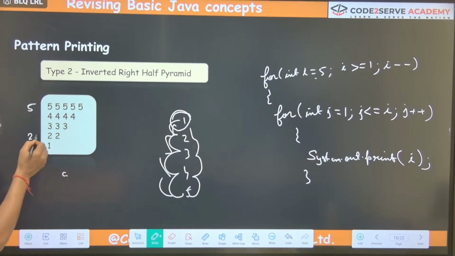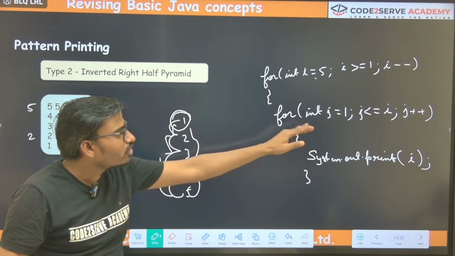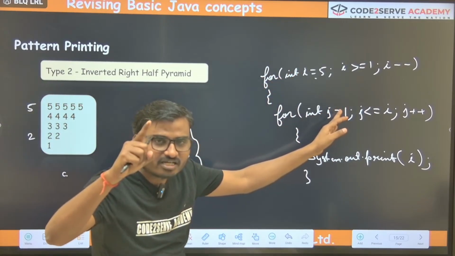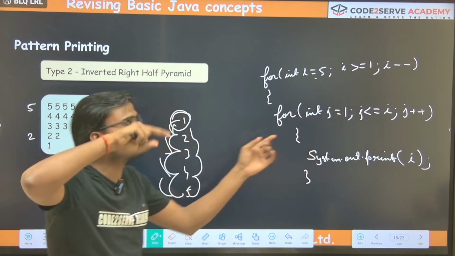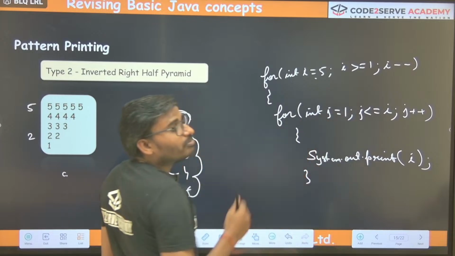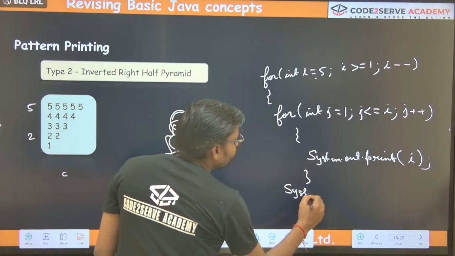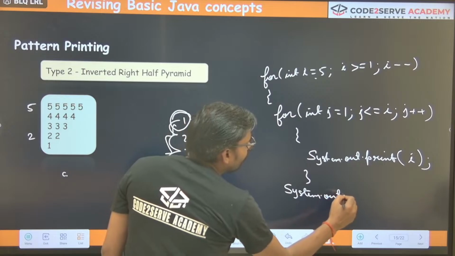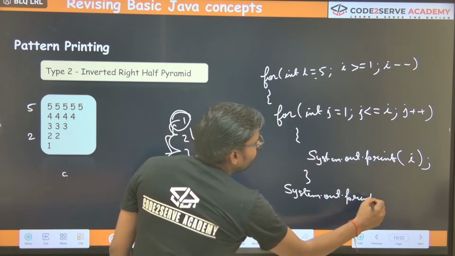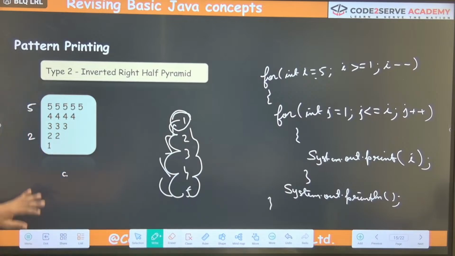Similarly, think of i as 2. When i is 2, how many times will this part execute? You can think like I am starting from 1, I will go till 2, that means 2 times. So we'll write over here System.out.print i. Now at the end we'll write System.out.println. All right, so it is super easy.